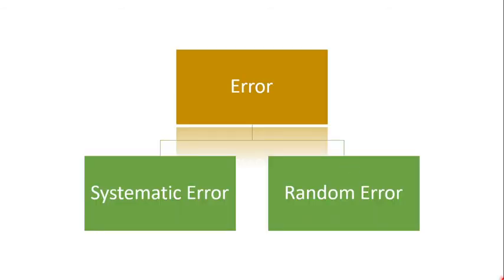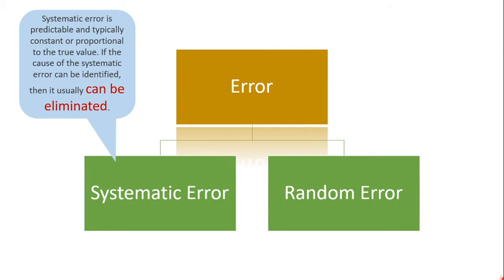So, if you forget about gross error, that is, you be extremely careful, then you have to deal with systematic error and random error. Although there are subclasses of systematic error, all of them have common features. For example, systematic error is predictable and typically constant or proportional to the true value. If the cause of the systematic error can be identified, then it usually can be eliminated. Another property of the systematic error is it is often one-sided. That is, either it enhances the final result or decreases it.